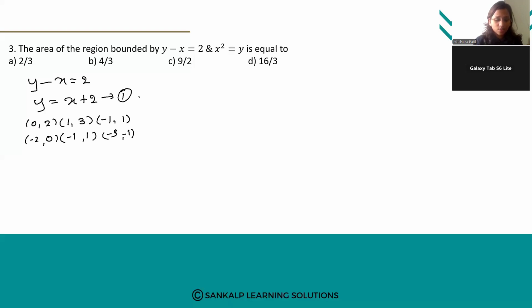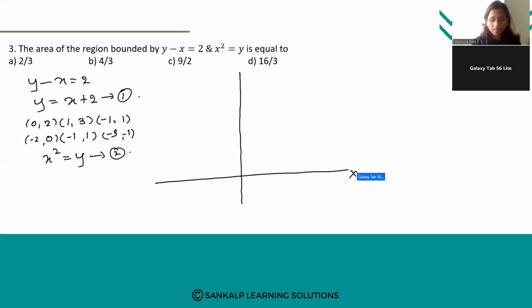The second curve is given as x square equals y. Now if you clearly observe, it is in the form of x square equals 4ay, which is a parabola opening along the y-axis, correct? So we have to find the area of the region bounded between these two curves. So let us try to plot it because we need the ordinates also.